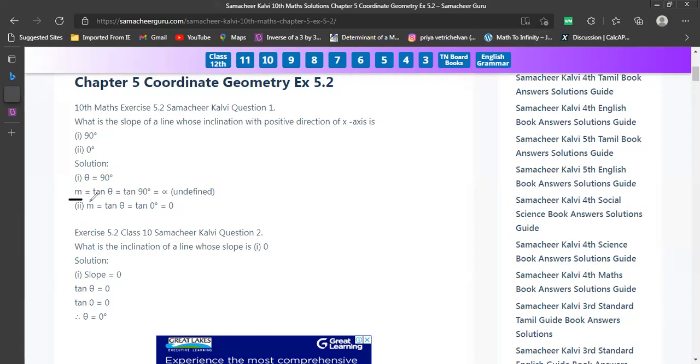equated to tan theta. At theta, you have to substitute the given value. Just substitute theta as 90 degree. So find what is tan 90 degree. So tan 90 degree is infinite. Okay, it's undefined.